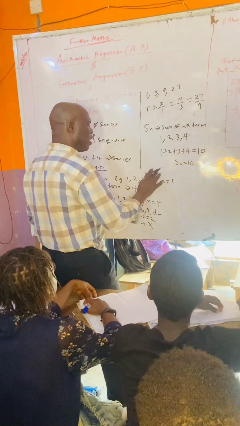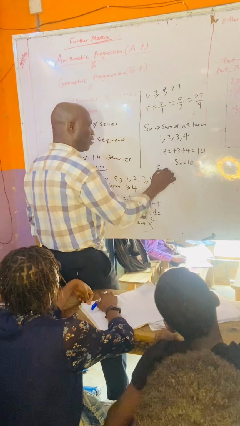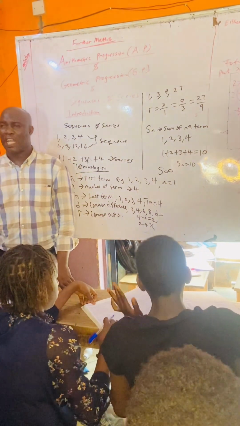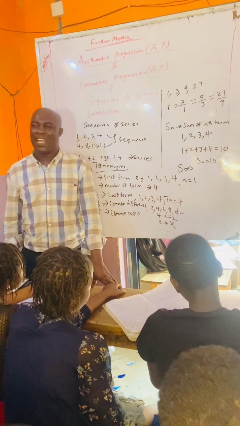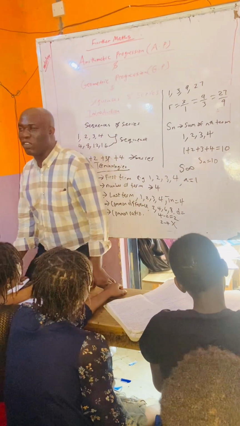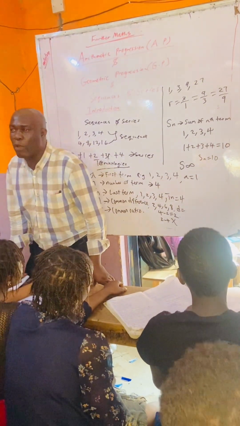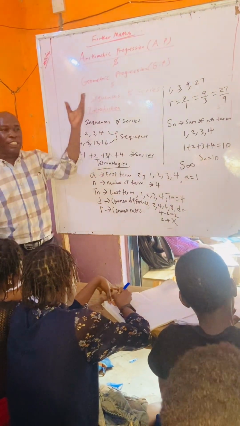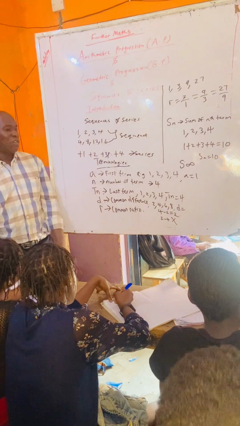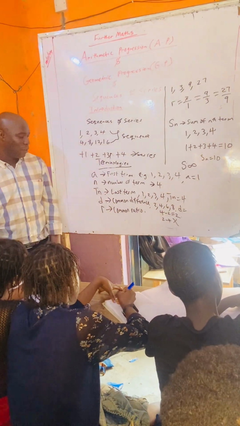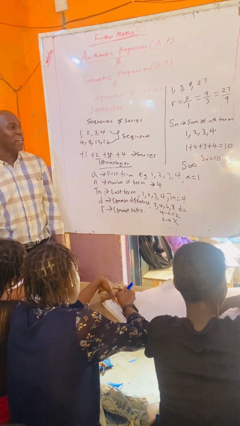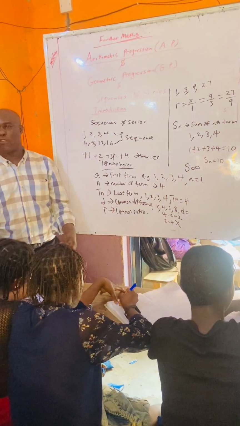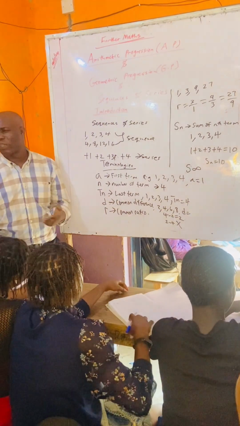And then we still have what we call sum to infinity. Are you getting it? When we get to that area, we'll still do that one. I'm just giving you a skeletal part of all the formulas that we have under AP and GP. What is common to them? First term, end term, last term, common difference, common ratio, and sum of N terms, and then sum to infinity. Are you getting me?